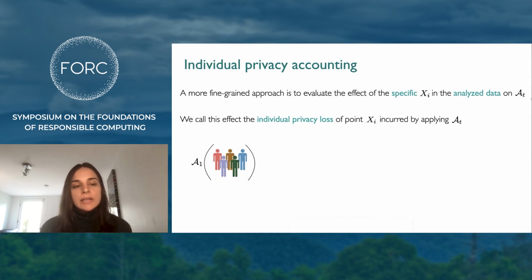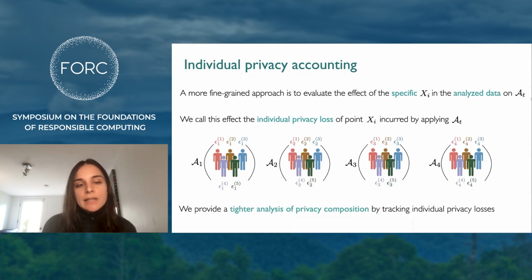So previously, in the previous diagram, we want to apply some analysis. Then what we would do is we would actually keep track of a different privacy loss parameter for each individual in the analyzed data set. And we would do this for every analysis that we run. And by doing so, by tracking these individual privacy losses, we can actually provide a tighter analysis of privacy composition.